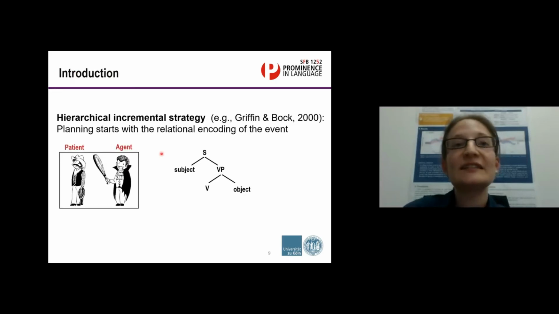This relates to two sentence planning strategies that have been discussed in the field. Following a hierarchical incremental strategy, a speaker starts with the relational encoding of the event, that is the relation between agent and patient. This then leads to the choice of a syntactic structure before words are inserted into this structure. The necessity to overtly case mark one of the characters as subject or object might require this type of sentence planning.